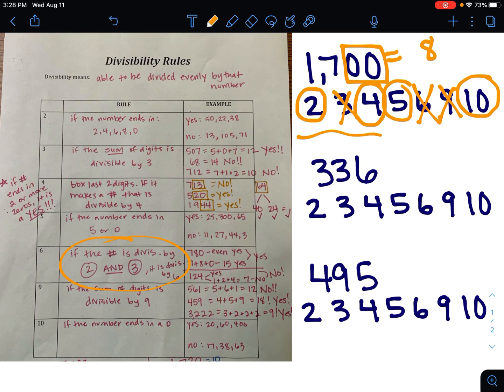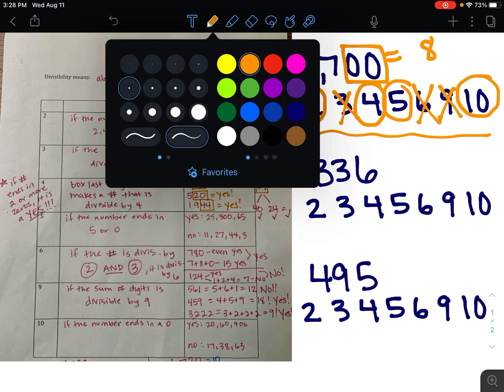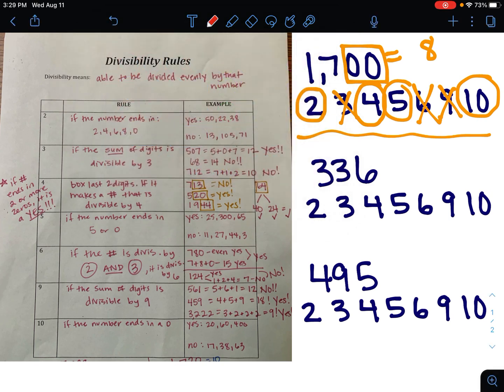Let's try 336. I'm going to switch colors just to mix it up and be fancy. So let's look again at 2. If a number ends in 2, 4, 6, 8, or 0, it does. Therefore, 2 is a yes, and we circle it.